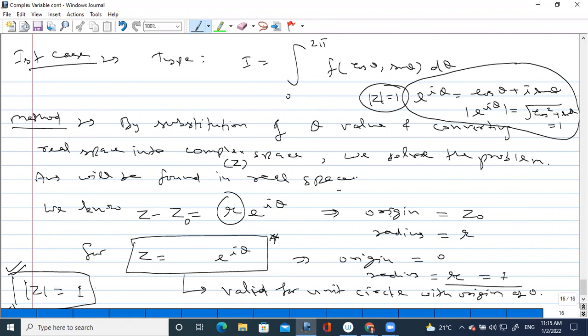Hello? Hello. Yes, sir. Sir, the condition for z not equal to 0, sir. Please explain, sir. Like r equal to 1 is unknown, sir. But for z not equal to 0, sir, this is valid for only unit circle with origin. Okay, first you note down this. Yes, sir. This is done.